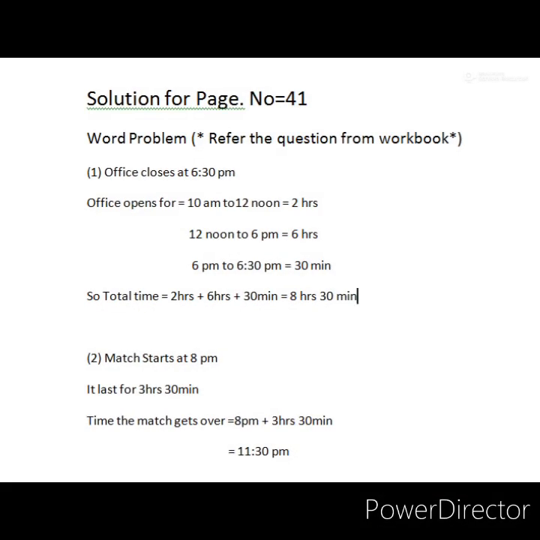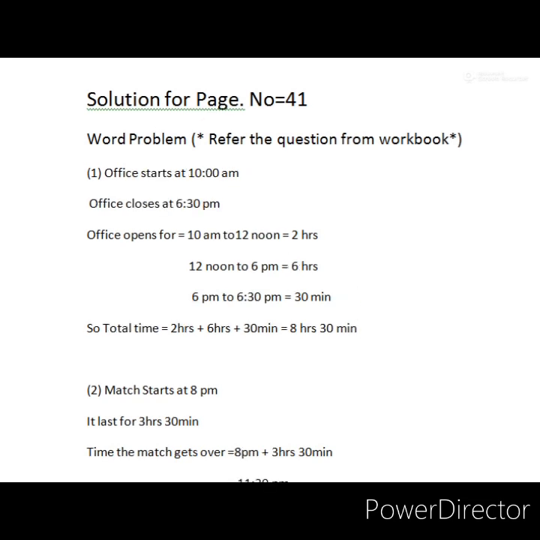Now we are starting our word problems. The first question is, Deepshikha's office starts at 10 a.m. and closes at 6:30 p.m. How many hours is her office open for? This type of question we have already done in the same lesson. We have to find the time duration between 10 a.m. and 6:30 p.m. So first we have to write the steps. What is the first step? The starting time of the office is 10 a.m. and the office closes at 6:30 p.m. and we have to find the time from 10 a.m. to 12 noon.